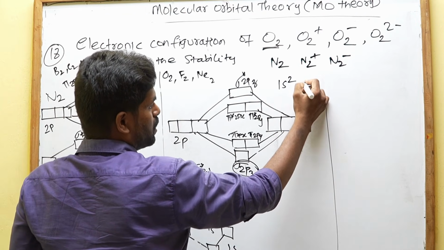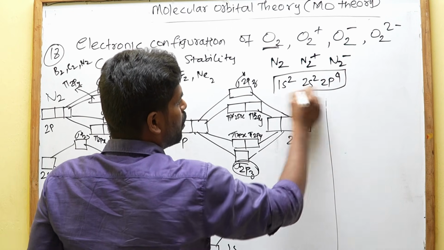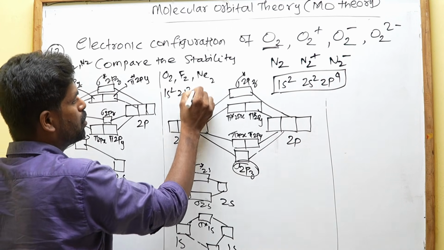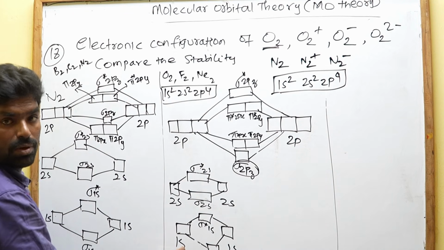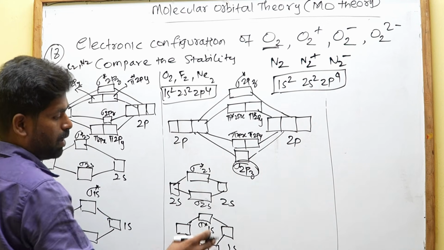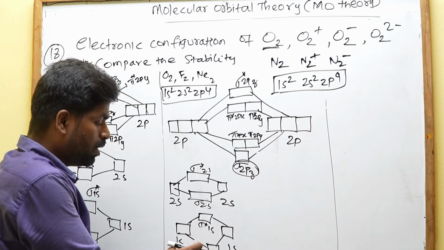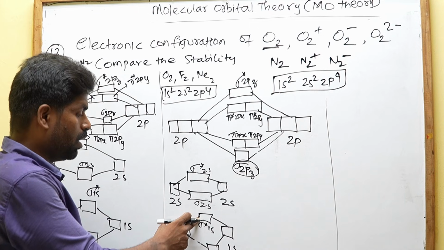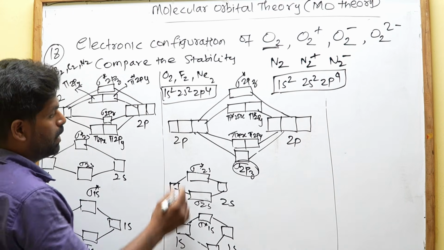electronic configuration of oxygen: 1s2, 2s2, 2p4. This is one of the oxygens. Here also 1s2, 2s2, 2p4, another oxygen. These are the atomic orbitals of oxygen. The middle part is the molecular orbitals. The lower energy orbitals are called bonding molecular orbitals and the higher energy molecular orbitals are called anti-bonding molecular orbitals. Okay, so let's fill the electrons.